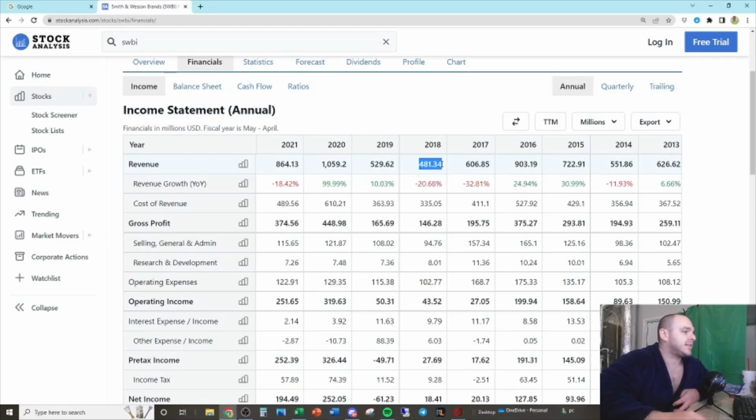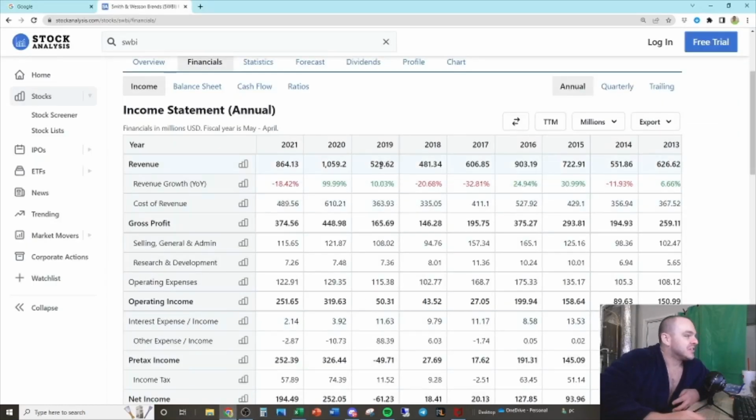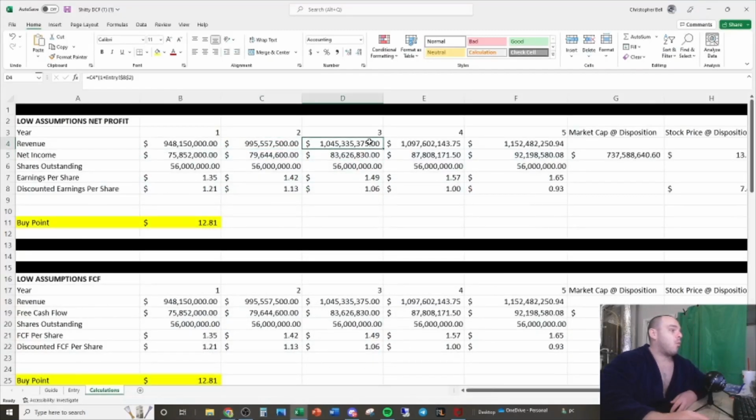Oh, let's look at 2018. So 2018, their actual revenue was 481 million. What does Paul's stupid model say? Almost $1 billion in revenue. That's a $600 million difference. What a joke. 2019, 3 years out. $529 million. Let's look at year 3. Oh, $1.04 billion. That's only $500 million off in revenue. And of course, the PE in disposition, the PE is like, what, 3 or 4 right now?